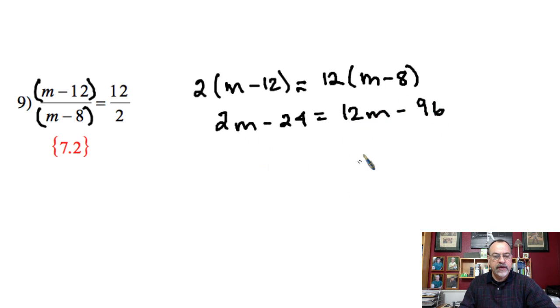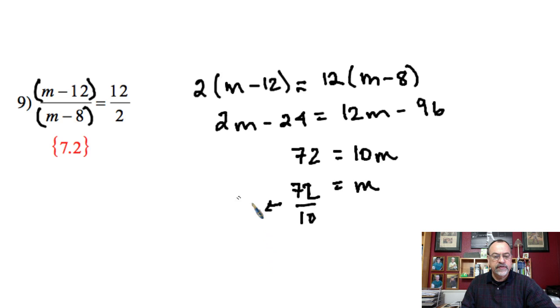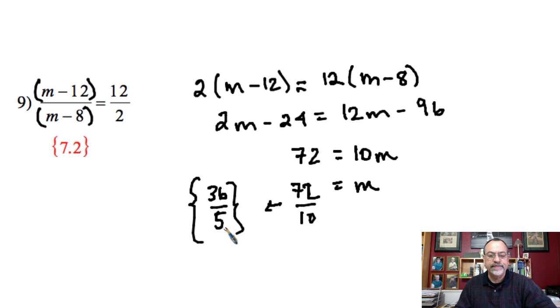And again, I'm going to move the m over here so it stays positive. And I'm going to add 96 over here. 96 minus 24 is going to be 72. And then divided by 10 is 72 over 10. Both of those are divisible by, let's see, 2. So that's going to be 36 over 5. And again, that's the same as 7.2, but I prefer the fraction.